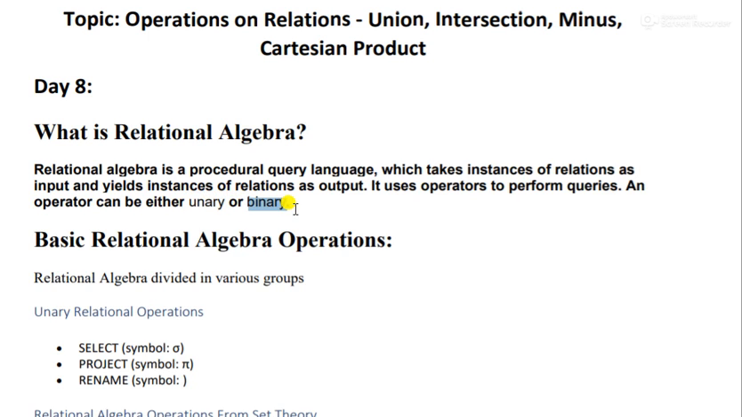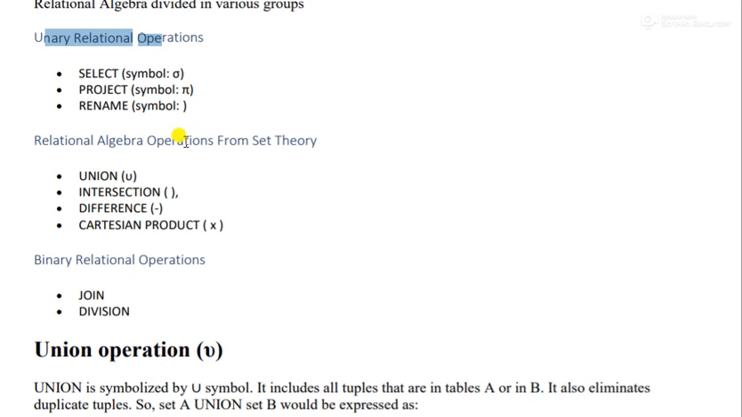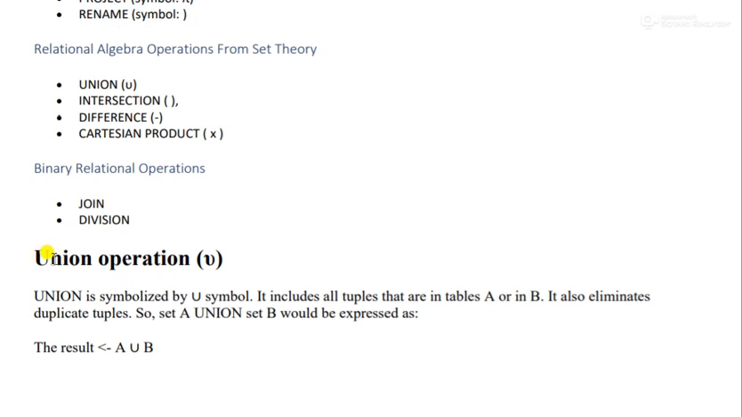Now we can have two types of relational operators: unary or binary. At least you should have some idea of all these. In unary we have select, project, rename, which is not in our syllabus, but at least we should know that these come under unary relational operations. Then relational algebra operations from set theory. These four things we are going to discuss today: first is union, then intersection, then difference, and then Cartesian product. Then join and division. Joins we have already completed in our previous section, and division is not in our syllabus.